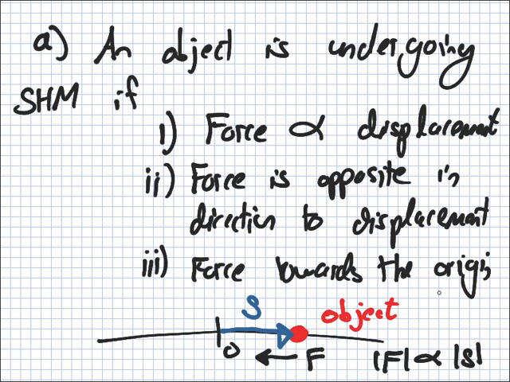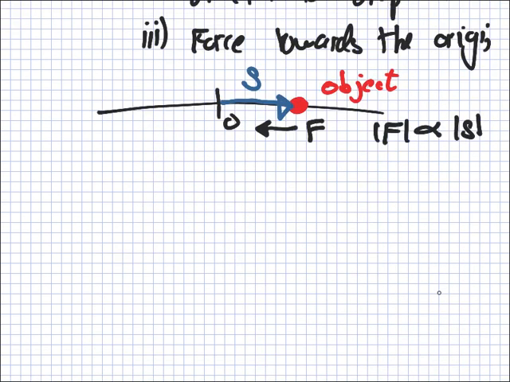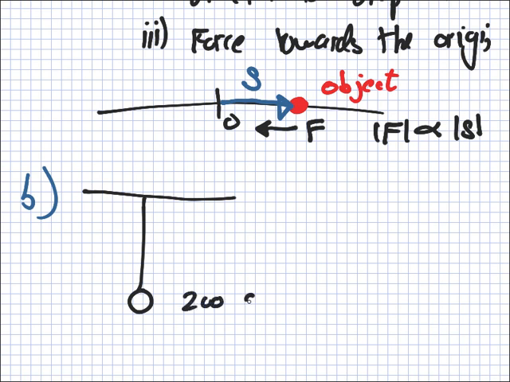What's the third one? Force towards the origin. Continue. So part B. Give me the info, please. How much is the mass here? 200 grams, is it? And this then causes it to extend how much? 48.6 millimeters. And that's all you know, isn't it?